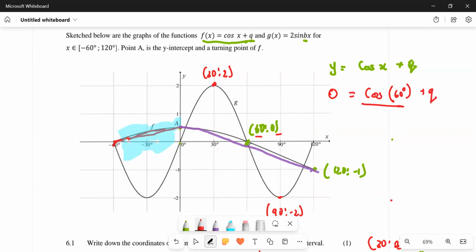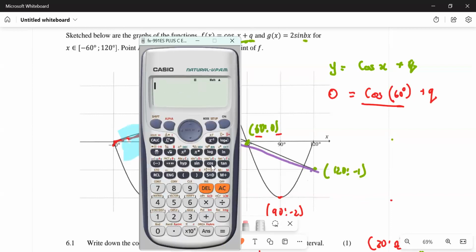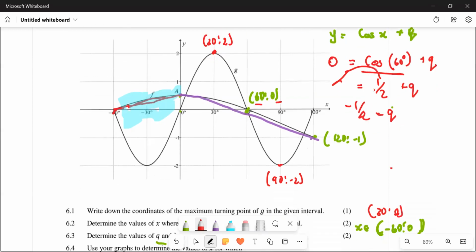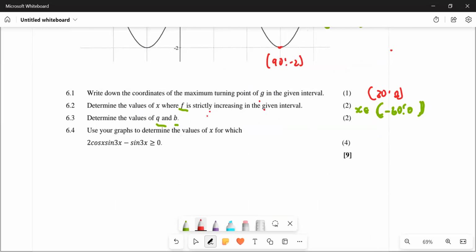If I say cos of 60 in my calculator, what is cos of 60? It's 1 over 2, plus q. Take this one to the other side. It says minus 1 over 2 is going to be q. So what is my q then? I will come and tell them, our q is going to be minus 1 over 2.